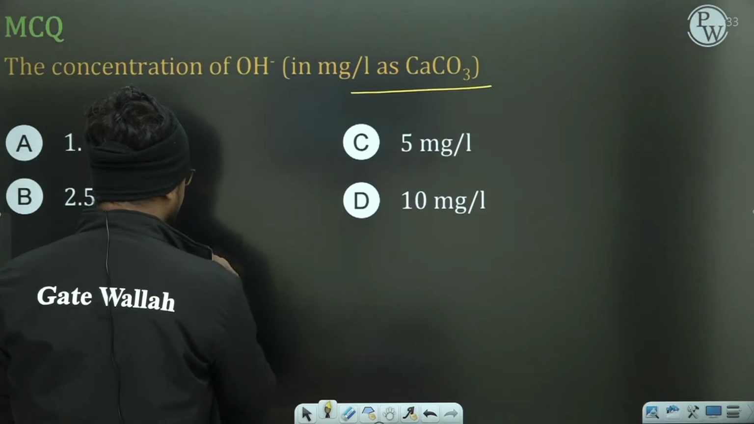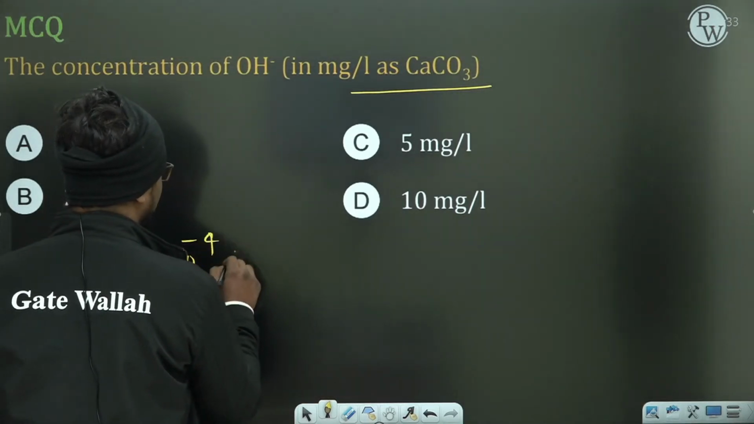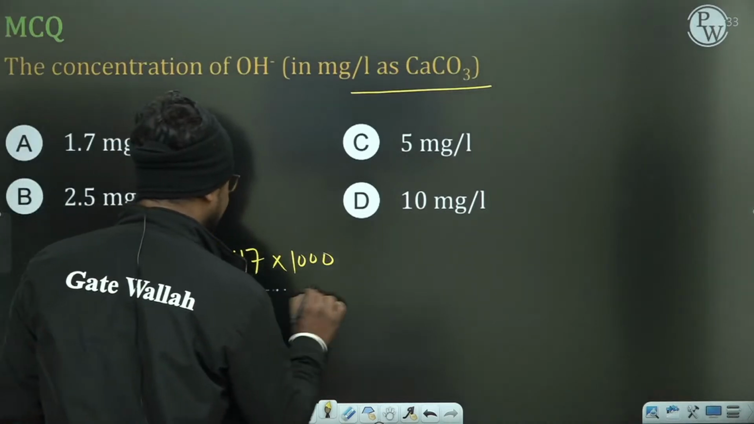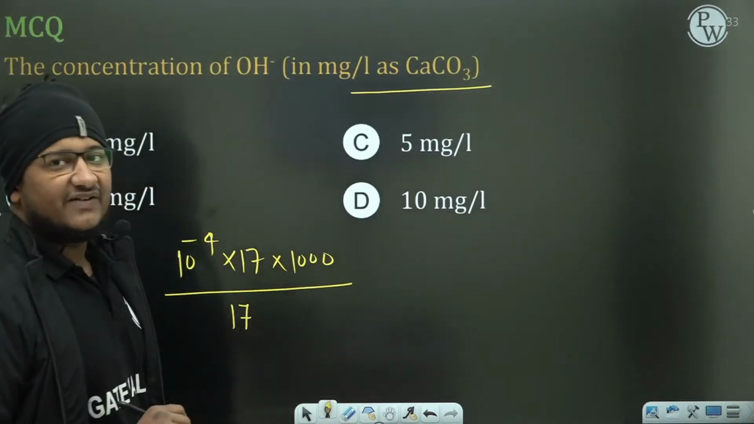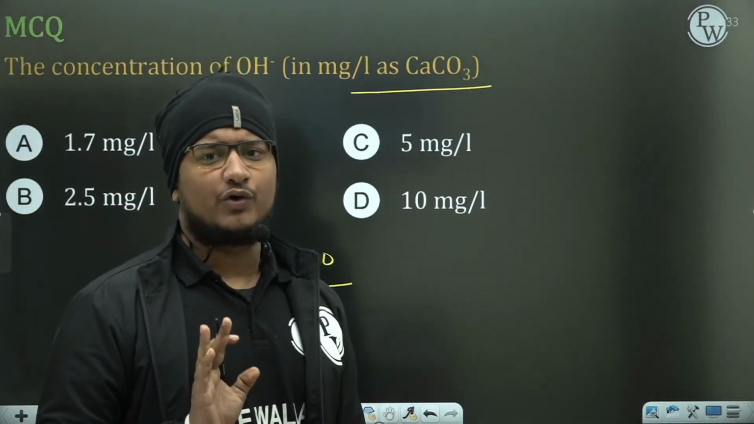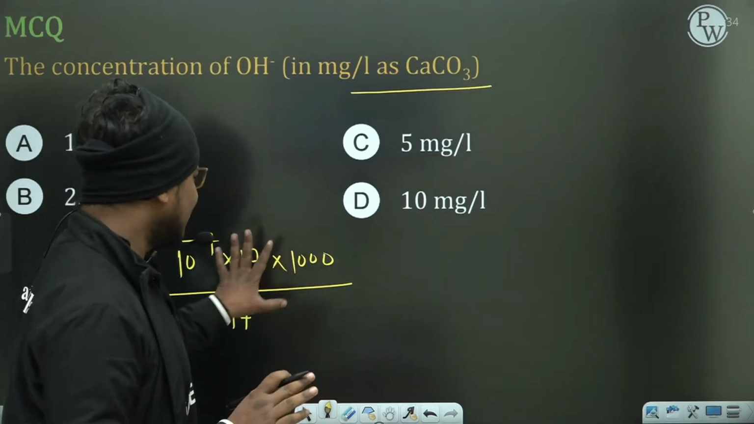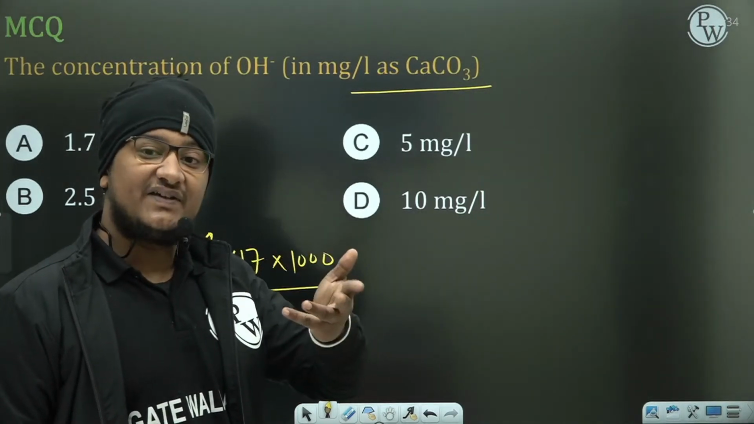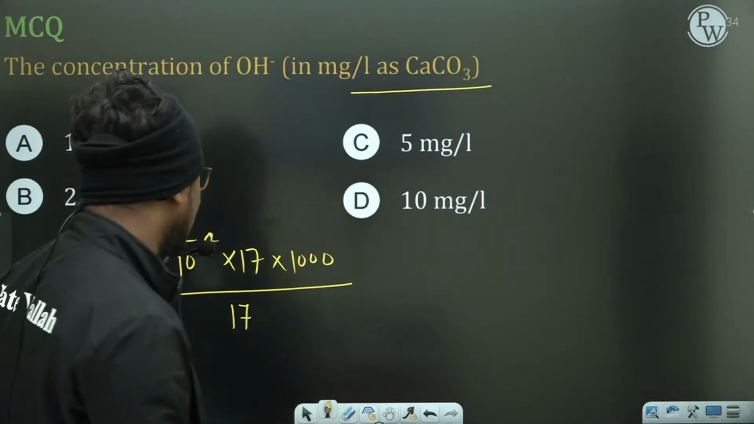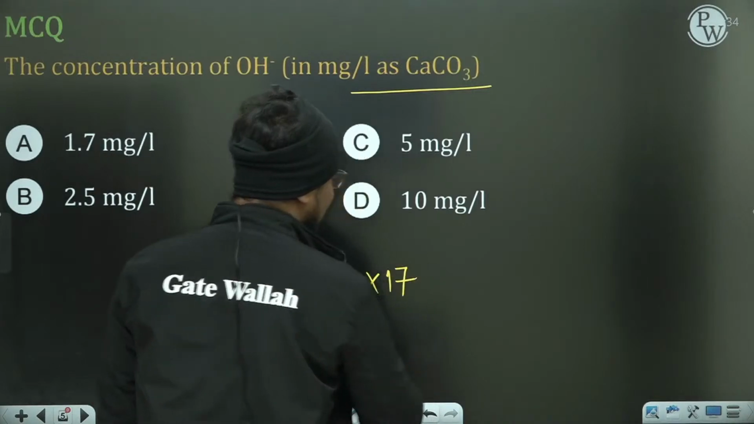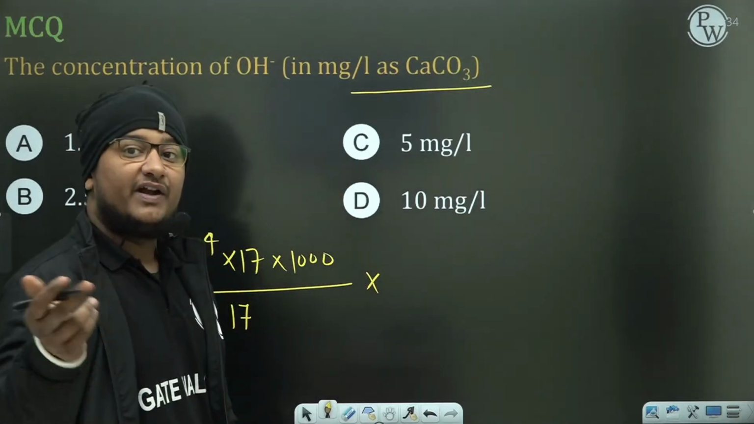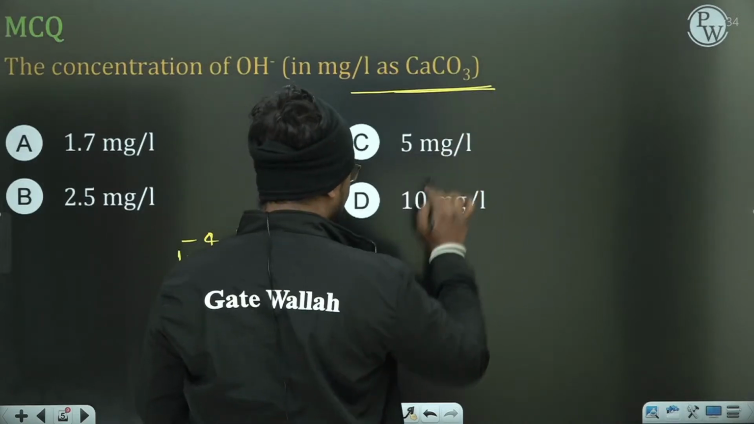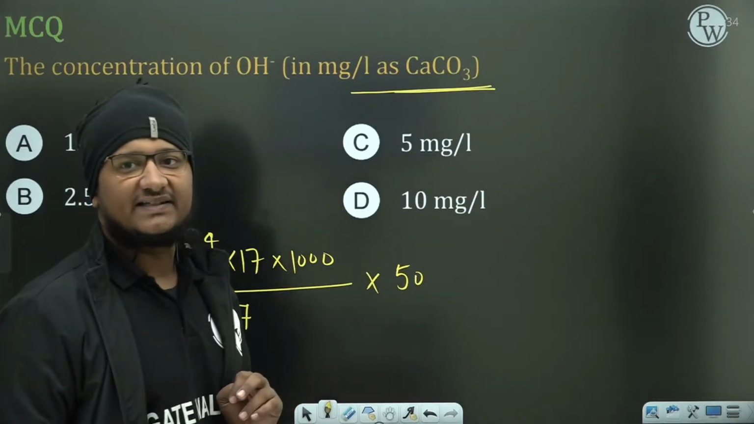So we have OH minus concentration 10 to the power minus 4 into 17 into 1000, in milligram per liter. First I'm converting this into gram equivalence by dividing by the equivalent weight of OH minus, which is 17. Once you have the gram equivalence part, if you want to represent this value in terms of any substance, you multiply by the equivalent weight of that substance. Right now we are representing it in terms of calcium carbonate, so we multiply by its equivalent weight, which is 50.